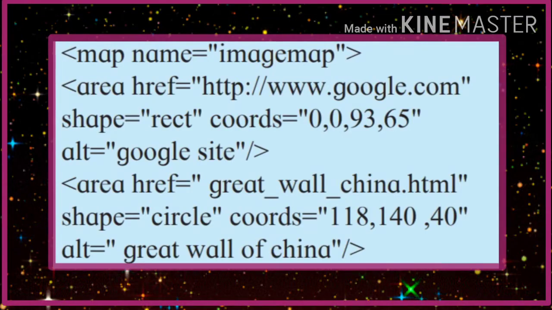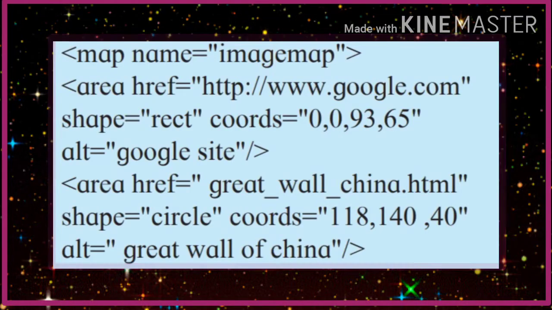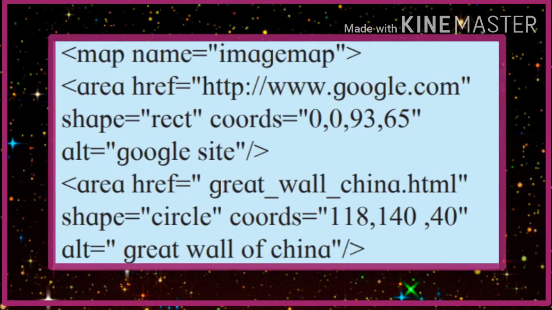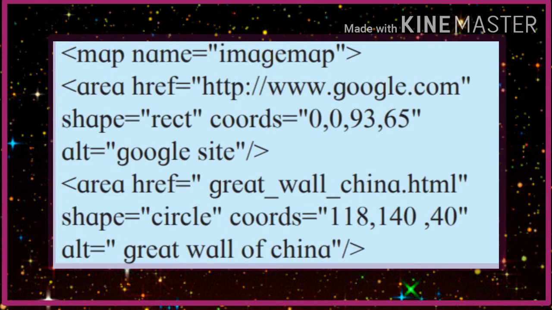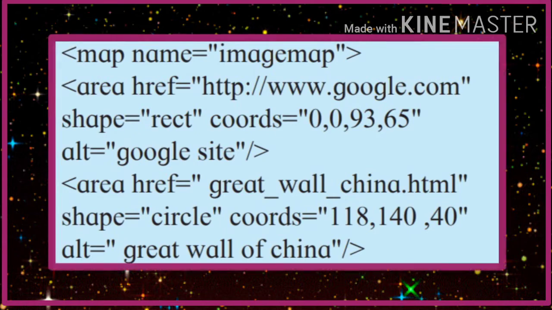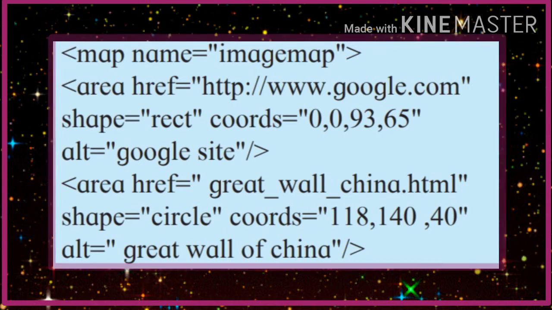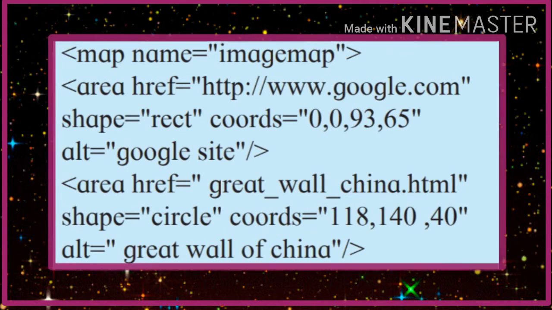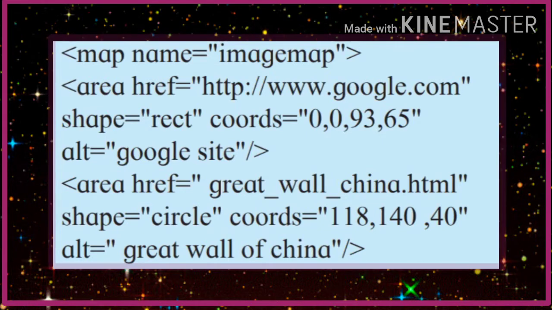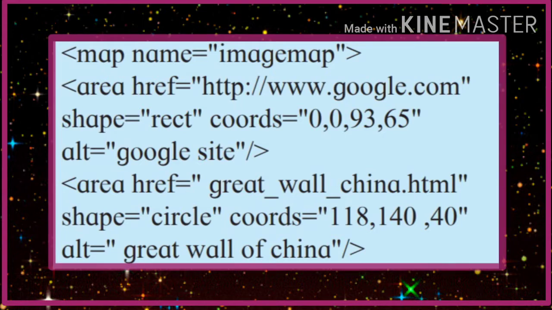Map tag is used with one attribute name having the value imagemap, which is equal to the value of useMap attribute of img tag except hash symbol. In between map and close map tag, use area tag to define the area or region. In this program, we defined 3 areas by using the 3 area tags.